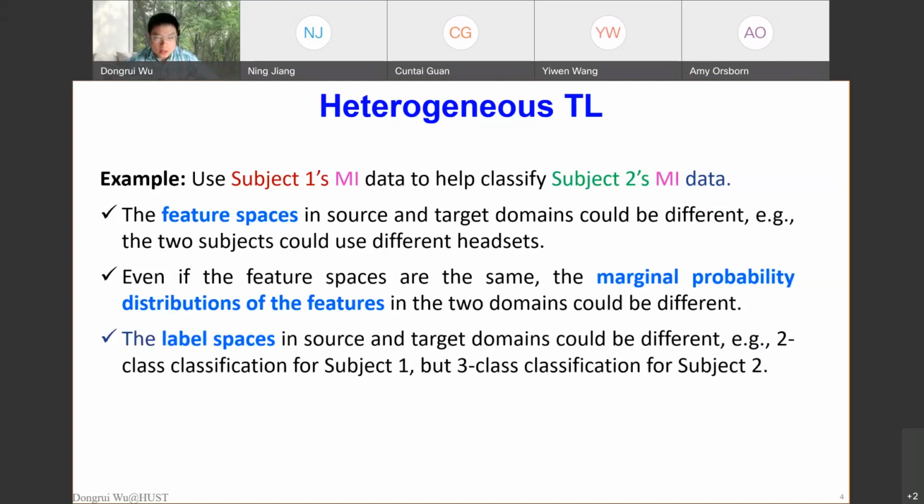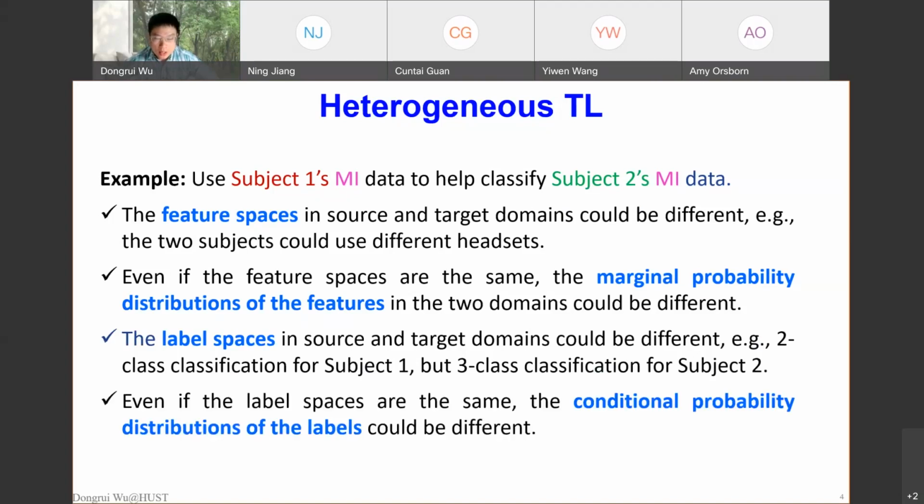The third challenge is that the label spaces in the source and the target domains could be different. For example, for subject 1, it may be 2-class classification, but for subject 2, it may be 3-class classification. The fourth challenge is that even if the label spaces are the same, the conditional probability distribution of the label could be different. Again, this is due to individual differences, and we have no easy way to remove this challenge.